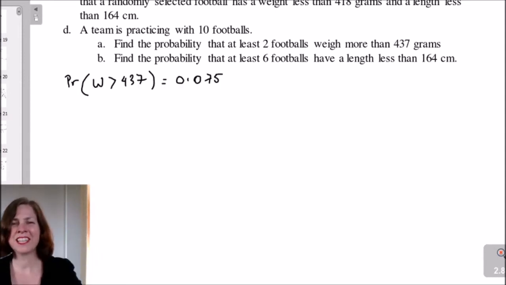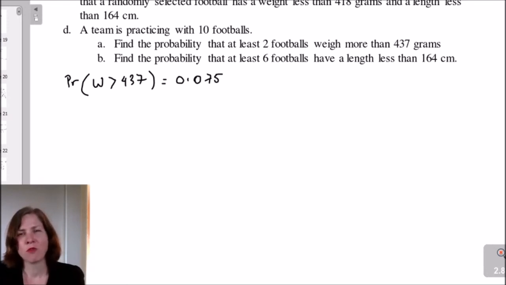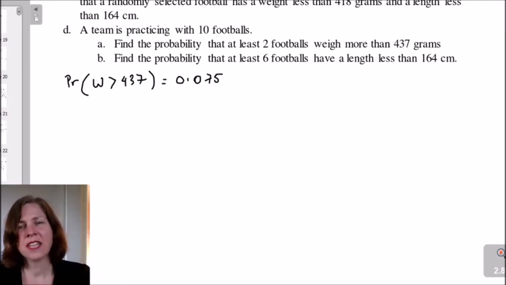So the probability that that happens, now let's just say I'm looking for a football that weighs more than 437 grams. And I've got a big basket of footballs and I grab one. I wonder if it's 437 grams or more. I put it on the scales. Maybe it is, maybe it isn't. Does this sound familiar? Yes, success or failure. If it's a success, then the football weighs more than 437 grams. If it's a failure, then it doesn't weigh more than 437 grams.